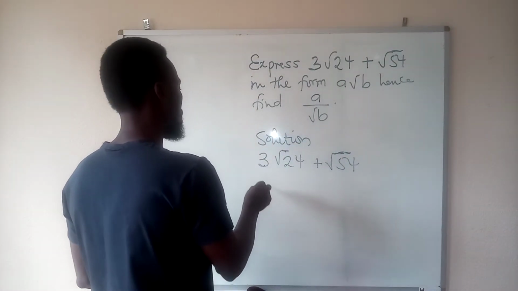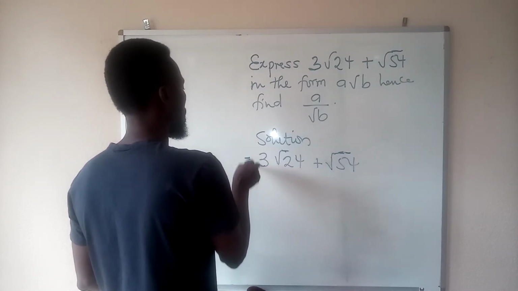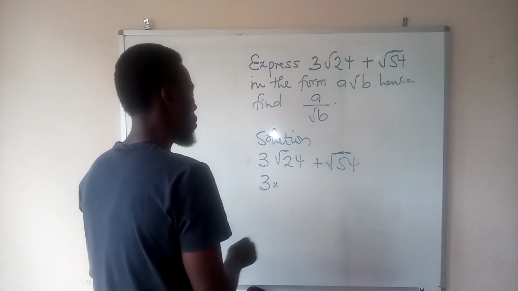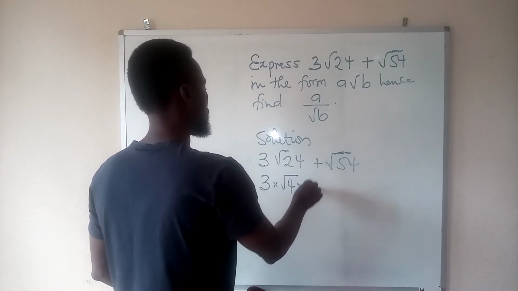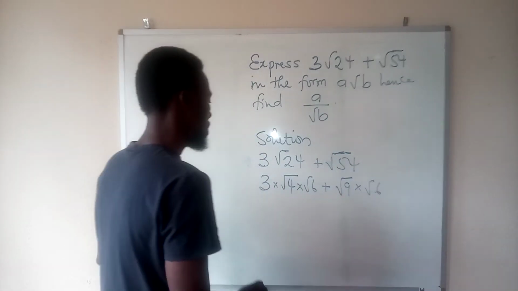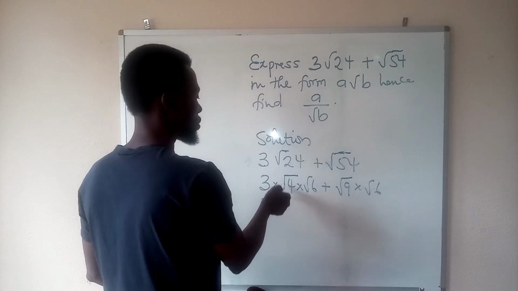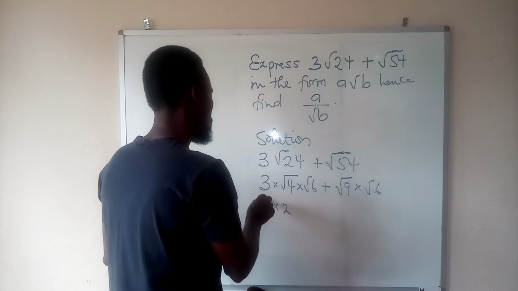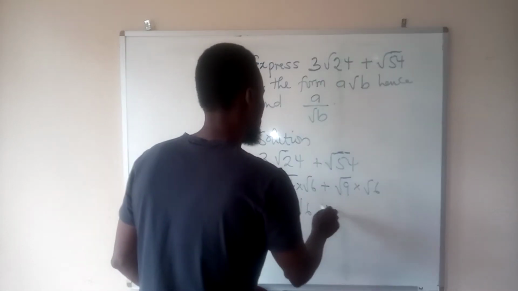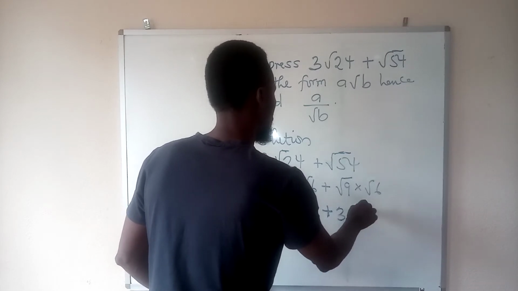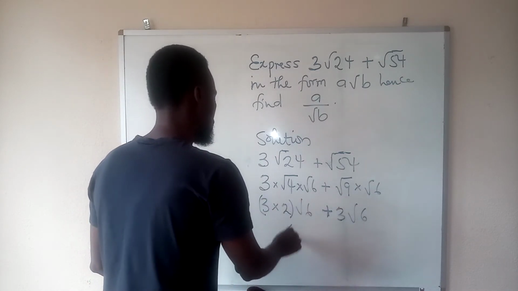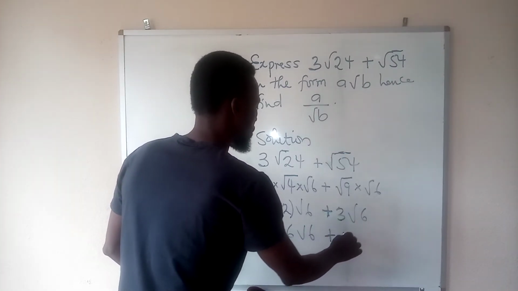So this is 3 times the root of 24. What is the root of 24? This is the root of 4 times the root of 6, plus the root of 9 times the root of 6. Here we shall have 3 multiplying 2, because the square root of 4 is 2, so 3 times 2, then root 6, plus the root of 9 is 3, so we shall have 3 root 6. This 3 times 2 will give us 6, so this gives us 6 root 6 plus 3 root 6.